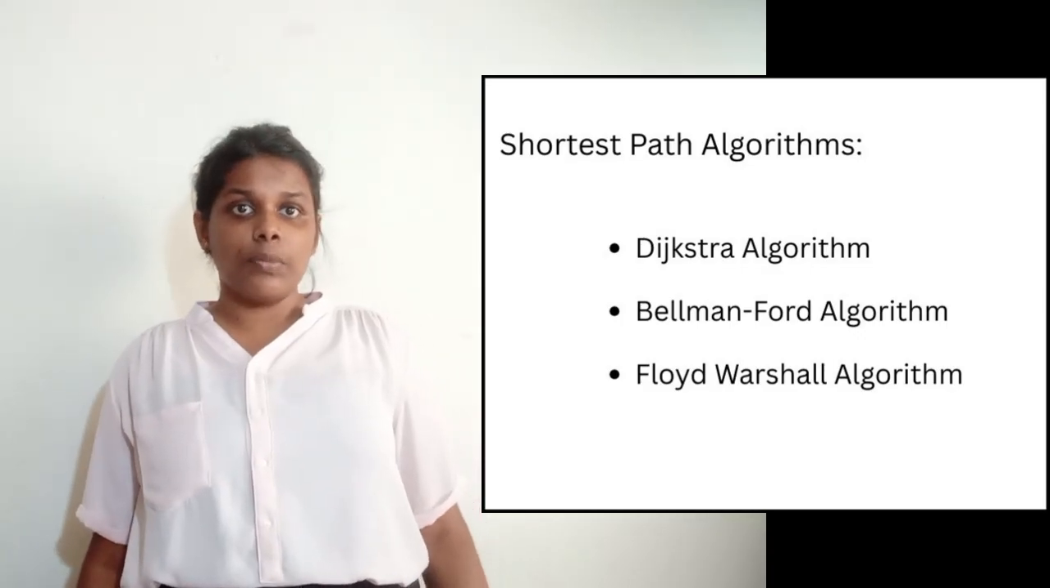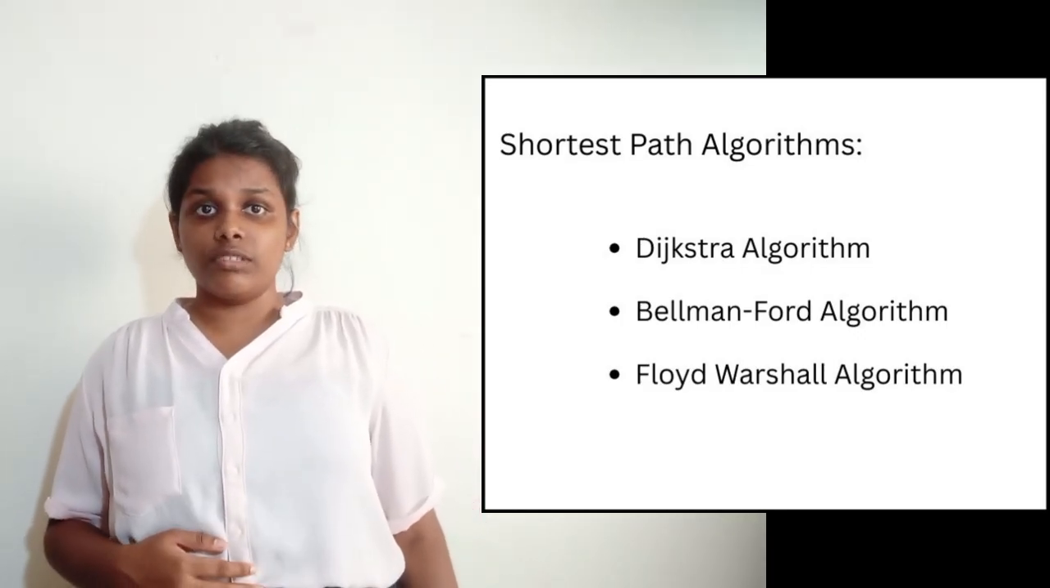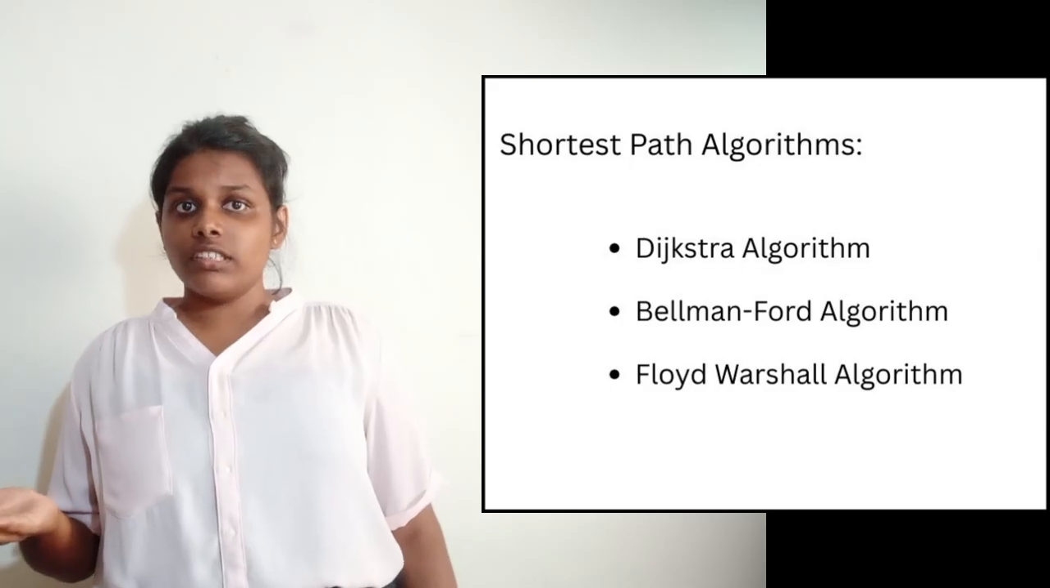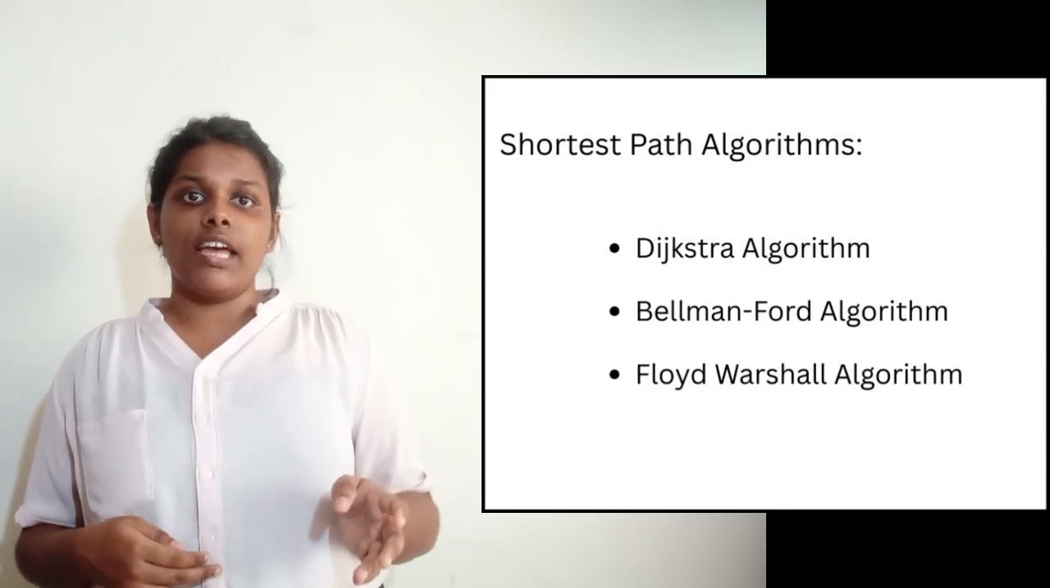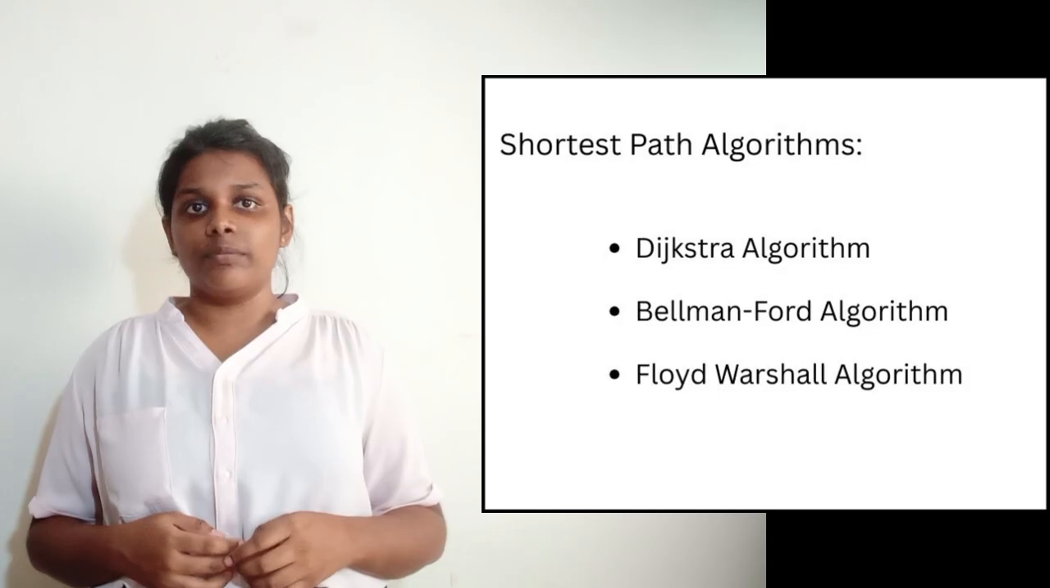Today we are going to learn about an algorithm called the Bellman-Ford algorithm. This algorithm is used to solve the shortest path problem. In the shortest path problem, we have to find the shortest path between two vertices or nodes in a graph. To find the shortest path, we can use algorithms like Dijkstra's algorithm, the Bellman-Ford algorithm and the Floyd-Warshall algorithm.